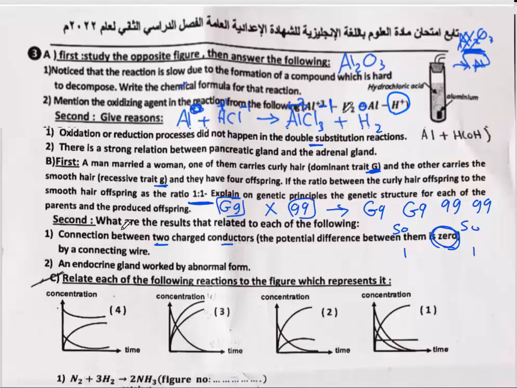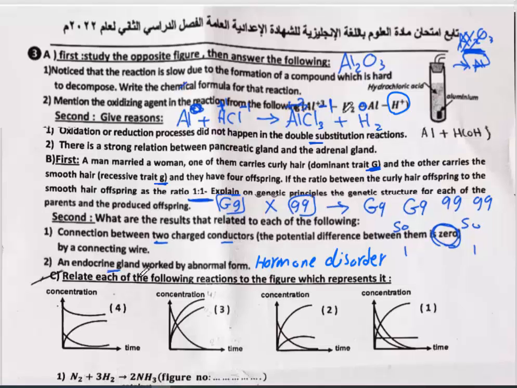Number 2, an endocrine gland works by abnormal form. What is the result of the endocrine gland working by abnormal form? This is about the growth hormone. If it decreases in the secretion, there will be a disease called dwarfism, which means stopping the growth. Or if there is an increase in the secretion of hormones, it will cause gigantism, which means continuing in the growth.